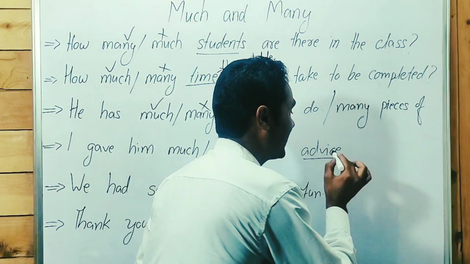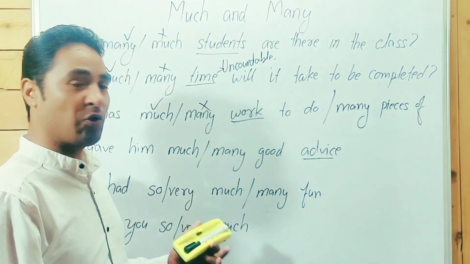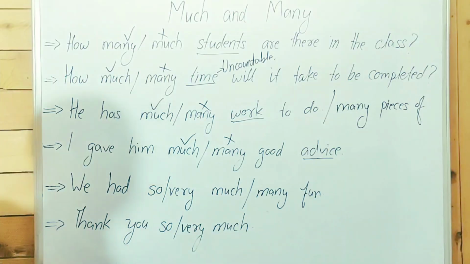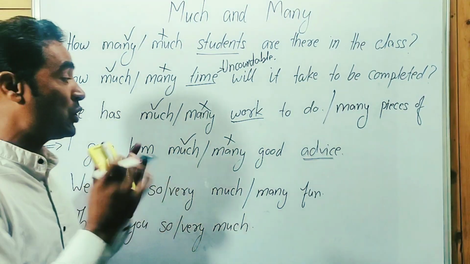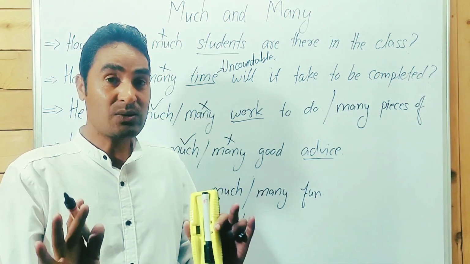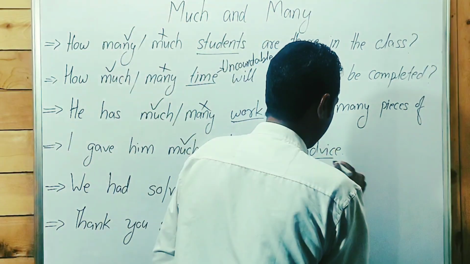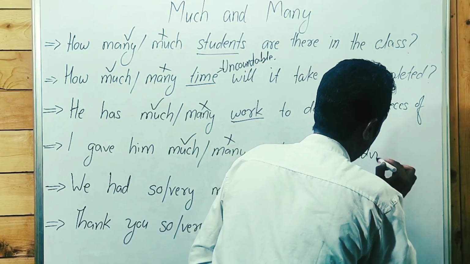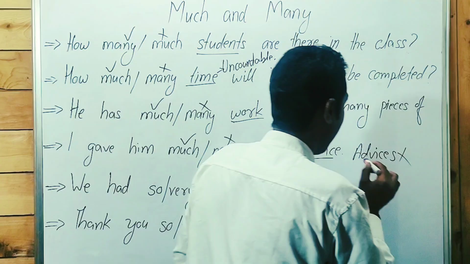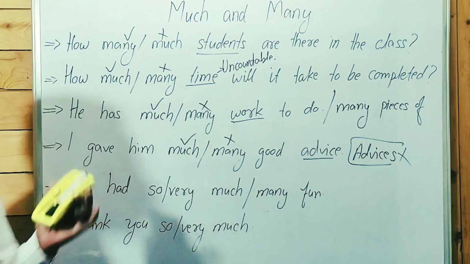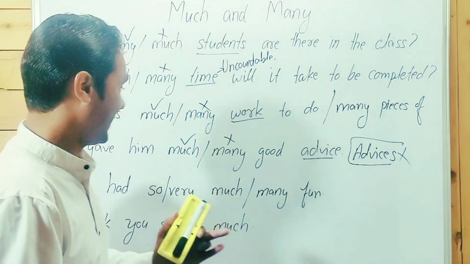Advice is an uncountable noun. So for an uncountable noun, we use much, not many. Guys, point to be noted, we don't say advices. If you write advices, it's an incorrect word. There is no word like advices. Two advices, no, it's incorrect.